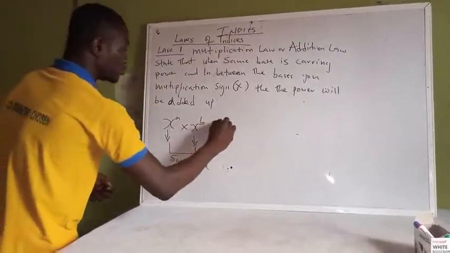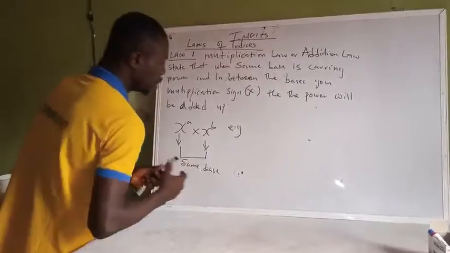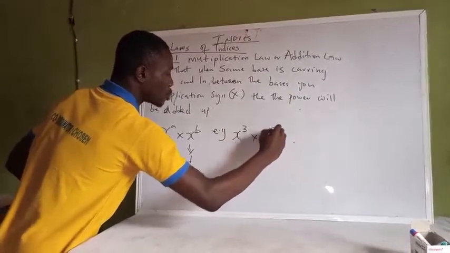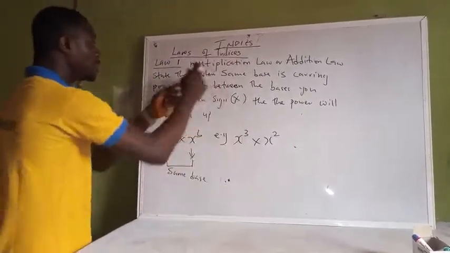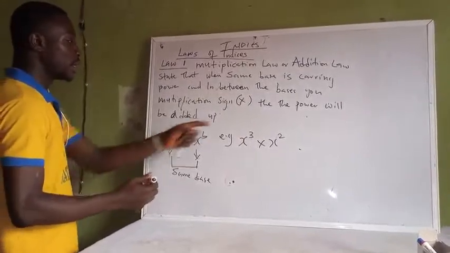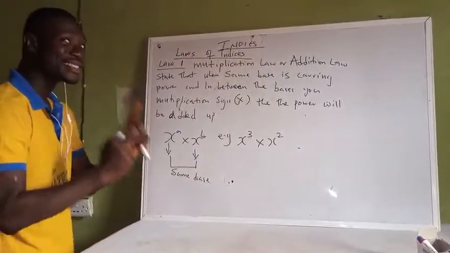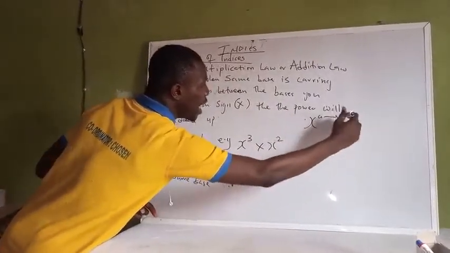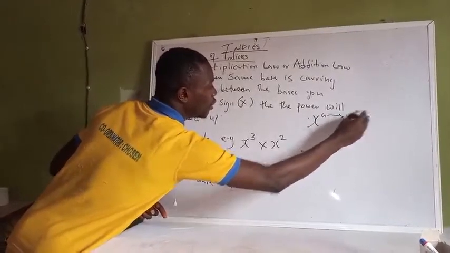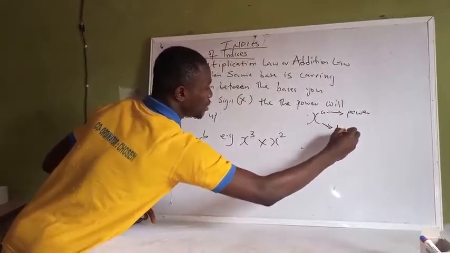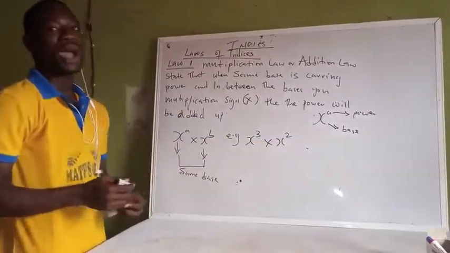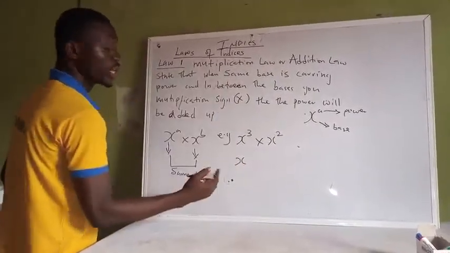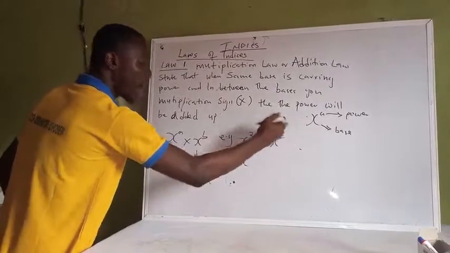Now let's look at the example. We have x raised to power 3 times x raised to power 2. Following law 1 of indices, since the two bases are the same, mind you, I've given you a clue that a here is the power, while x here is the base. Since the two of them have the same base, we have x, and following what the law says, we should add the powers together.